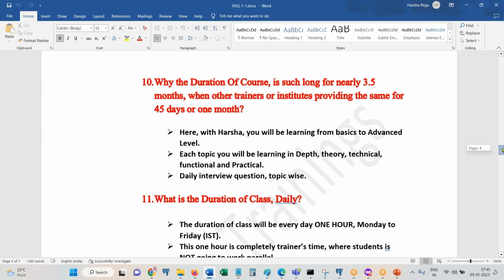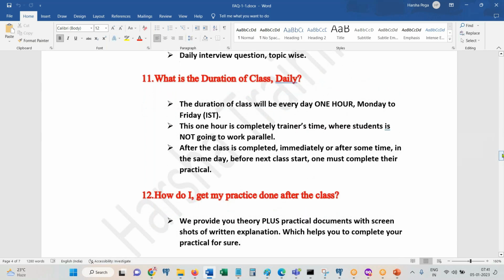And what is the duration of the daily session? Daily you are joining at 7 o'clock and winding up at 8 o'clock. Same timings, there is no change throughout this training period.